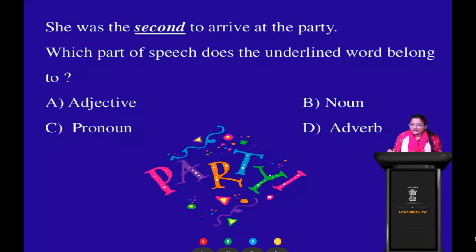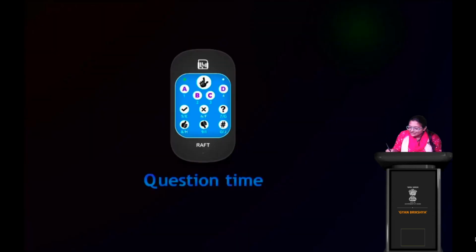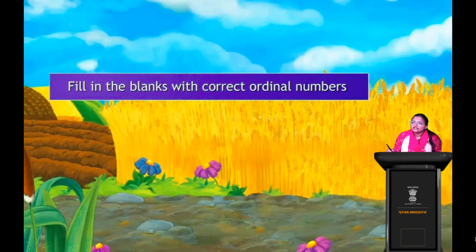All right, okay, very good. So second is, yes, very good, option B, noun, right? Yes, okay. So now let's see and take up this exercise. Fill in the blanks with correct ordinal numbers. Okay, so now let's take up this exercise. Let's see.